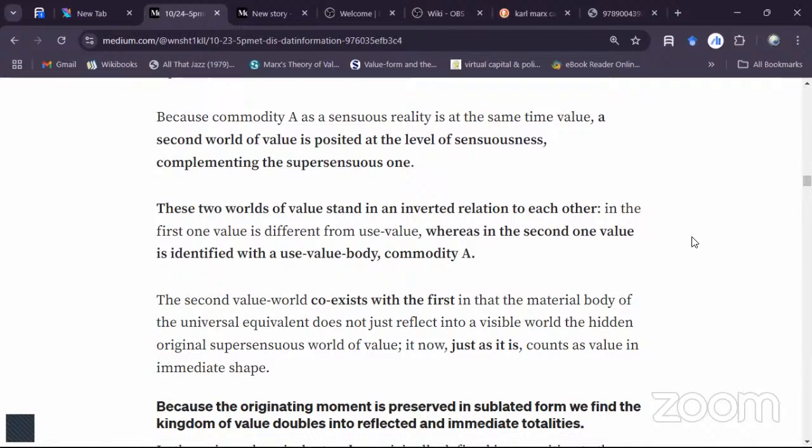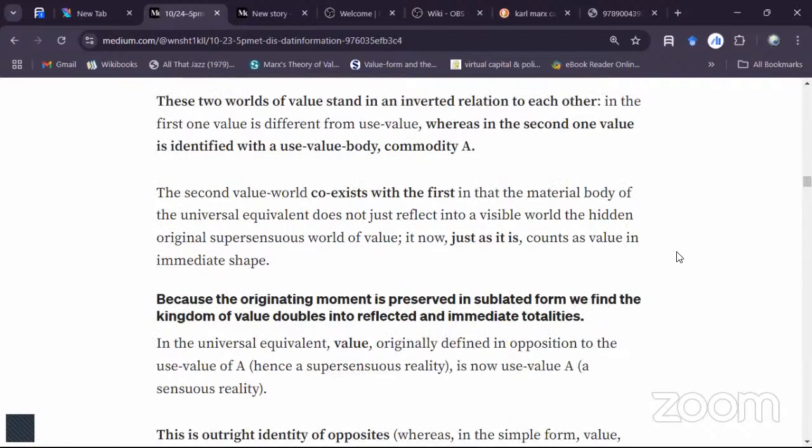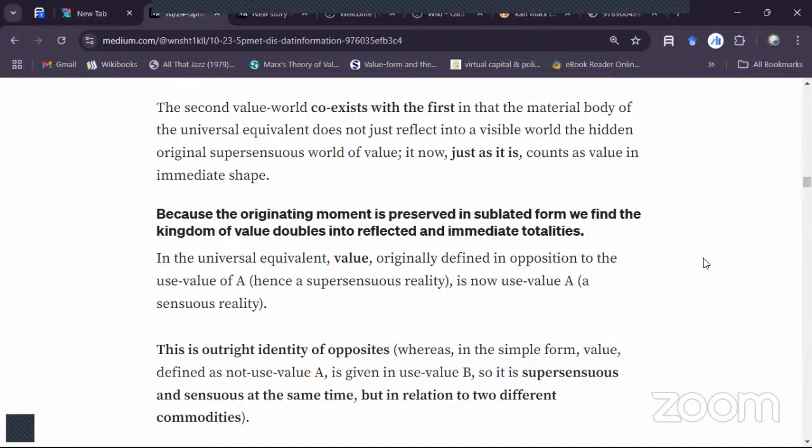The second value world coexists with the first in that the material body of the universal equivalent does not just reflect into a visible world the hidden original supersensuous world of value. You know, how much more do you get out of this? It's more status to have your car park itself. It now, just as it is, counts as value in immediate shape. Well, in this one instance, which I have described here, you know, you can sell, as it were, the content just created for TikTok. And whether that's worth anything is a whole different question, but it did certainly capture 15 seconds of my reality.